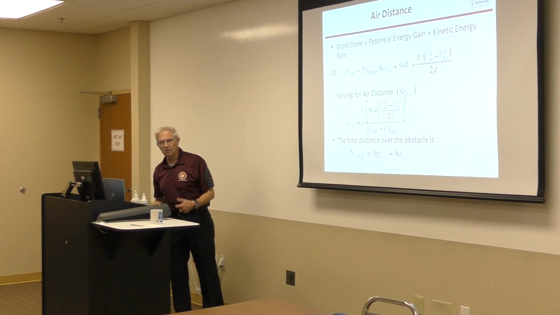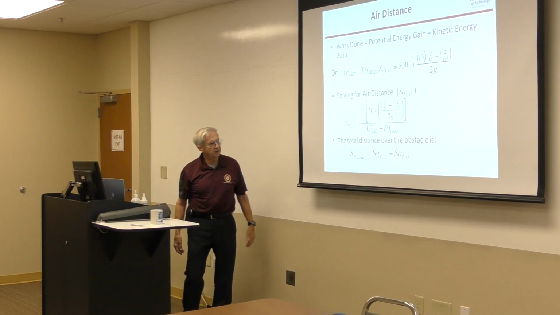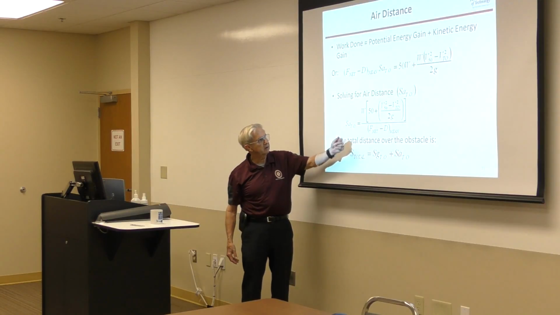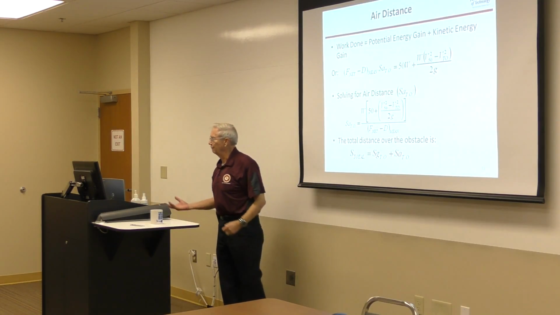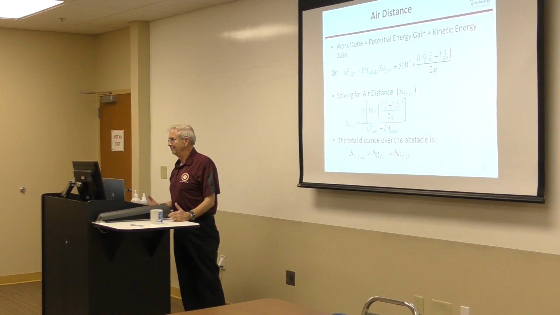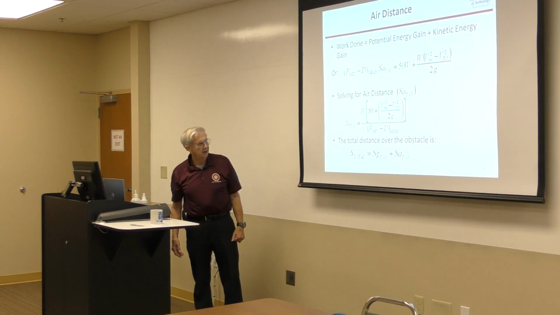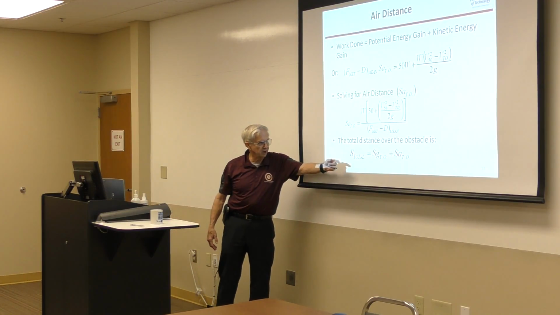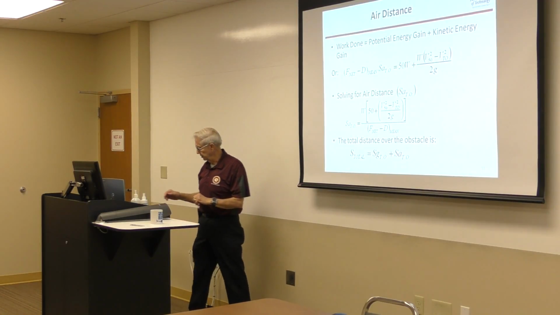So those two are going to be different, over 2g, and if we solve for the air distance, it looks something like this. We have to put the 50 feet in there. That's the obstacle. If that was a transport airplane, for that equation, it would be 35 feet that would go in that place. And then the total distance over the obstacle, of course, is just the ground distance plus the air distance.